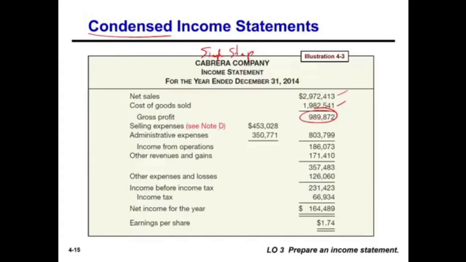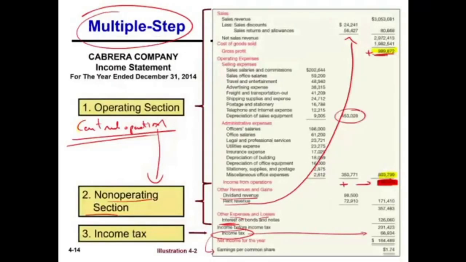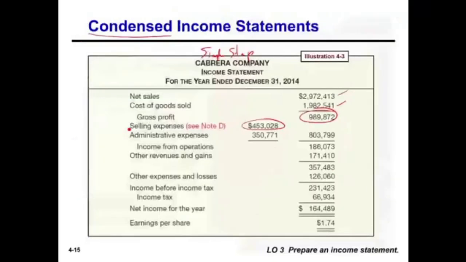But let's take a look at this. This is a condensed format. So notice all the selling expenses, 453. Instead of putting them on the face of the financial statements, we tell the users to see note D to figure out the numbers. Then we will have operating and non-operating. So this is a condensed format.